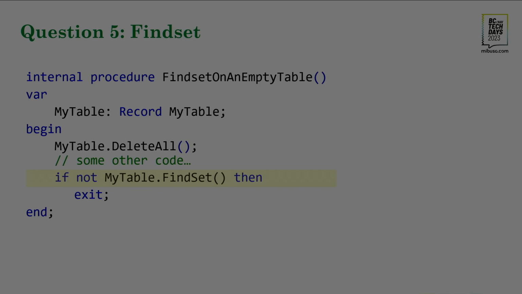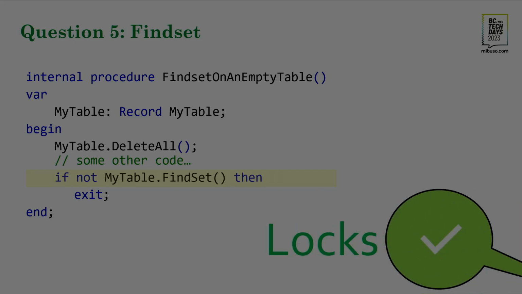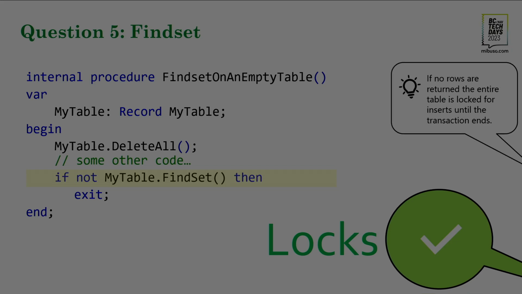So we have this example, and this is like DeleteAll, and then we are going to do a FindSet on an empty table. So no rows are read from the database. So what do you guys think? Is it going to lock or not? Yes, we can see a lot of hands. Excellent. So yes, it locks. And if no rows are returned, the behavior from the platform is that the entire table is going to be locked. So no other sessions will be able to insert until this transaction ends.